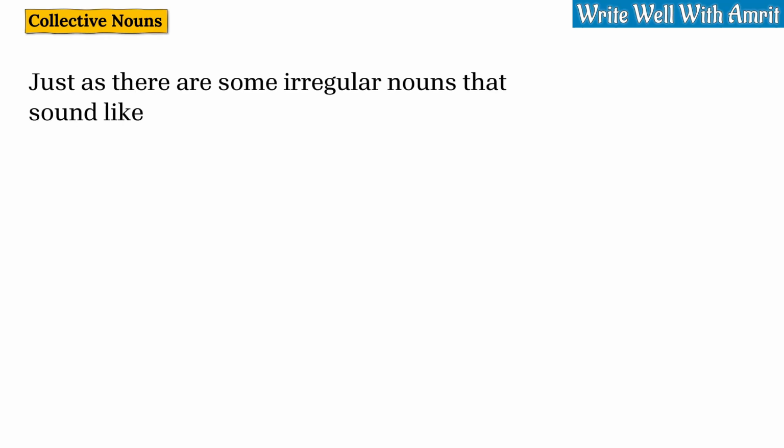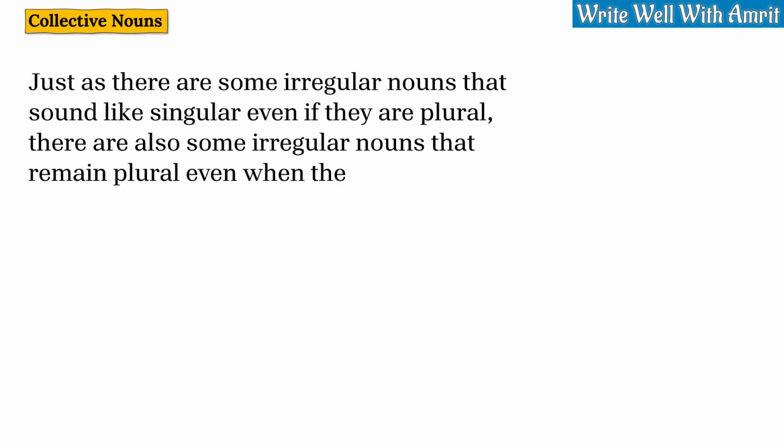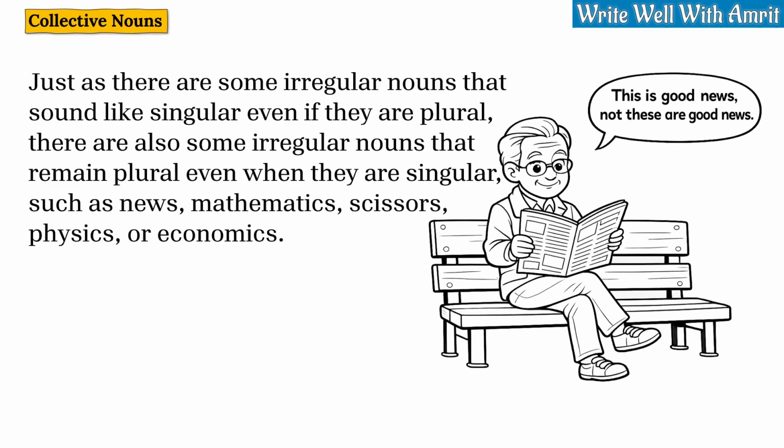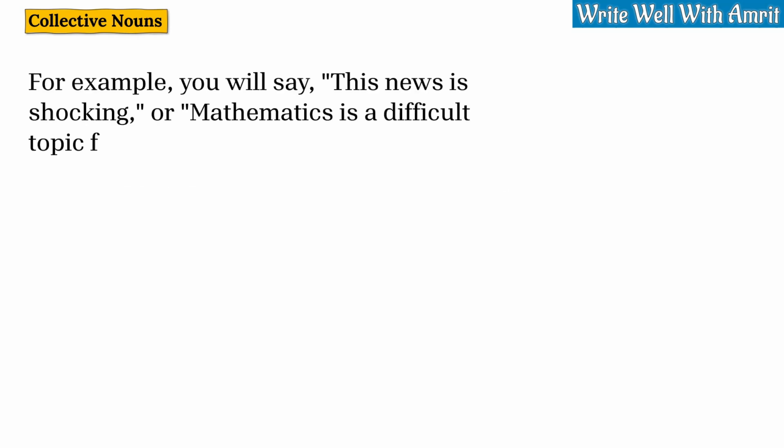Just as there are irregular nouns that sound like singular, even if they are plural, there are also some irregular nouns that remain plural even when they are singular, such as news, mathematics, scissors, physics, or economics. For example, you will say, this news is shocking, or mathematics is a difficult topic for many students.